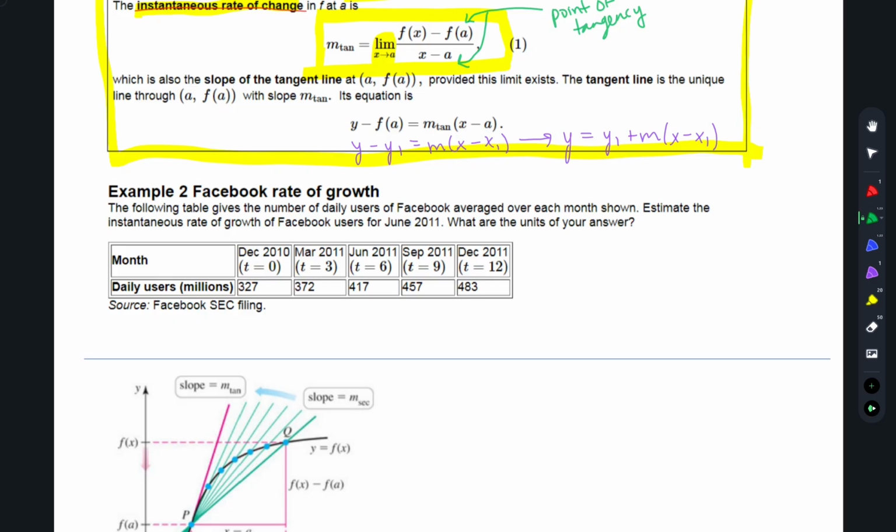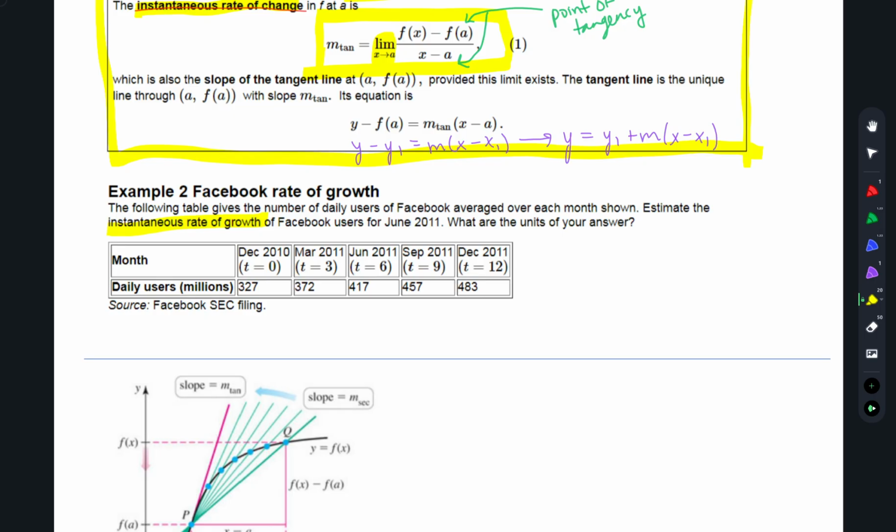Okay, so the way you do this is you have to find the instantaneous rate of growth. What that means is I'm going to have to do a slope thing. Whenever they're doing instantaneous rate of change or rate of growth, or you see the word instantaneous, that's tangent line, slope. That's got to be your brain.